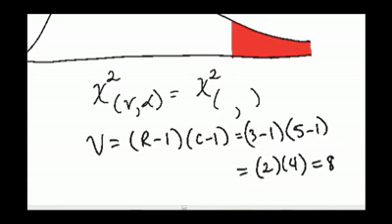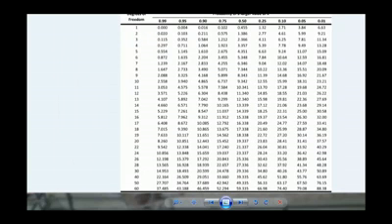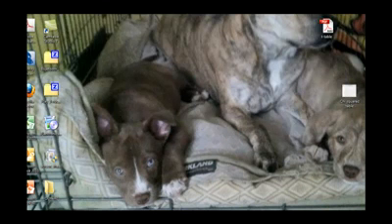So if we go back to our chi-square table, not Facebook, not that either. One of these, I promise you, is a chi-square table. There we go. Degrees of freedom of 8, and our alpha was 0.1, gives me a chi-squared of 13.36.